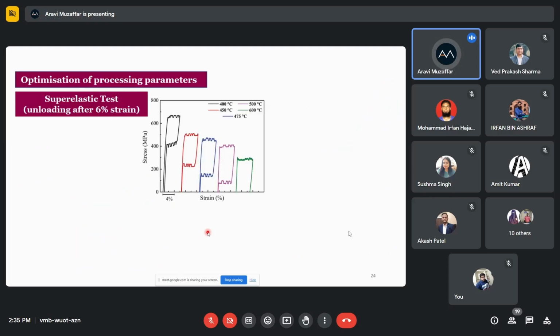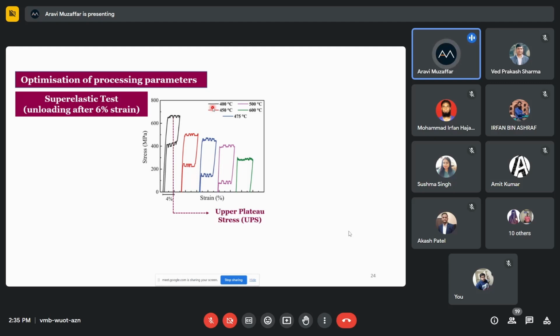Now, the superelastic test refers to the test wherein you are unloading the material after about 6% of the strain is applied to it. So we see again it is dependent on the temperature fluctuations. It is dependent on the annealing temperature that we are giving to them.